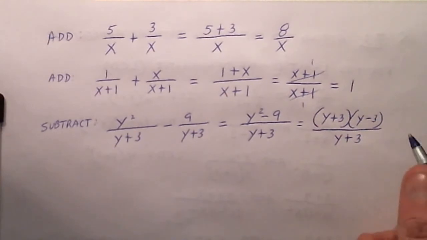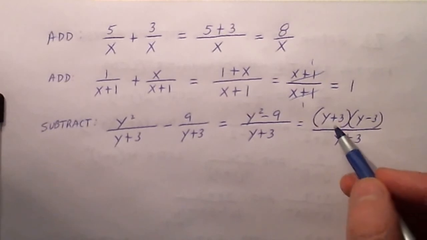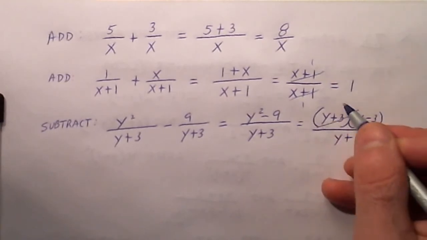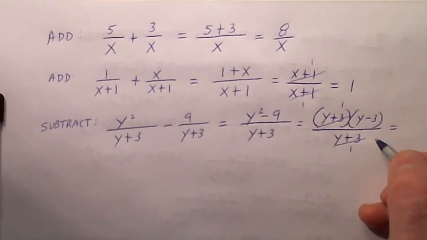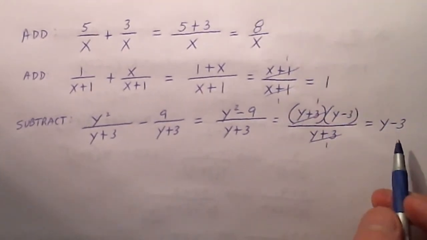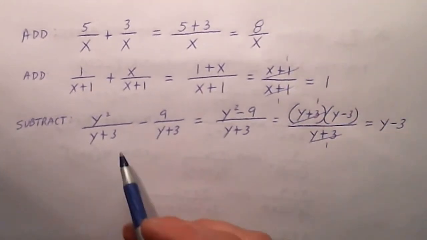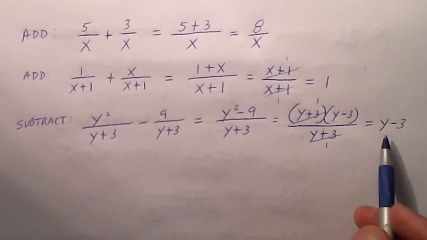Now to wrap this problem up, we need to realize that the y plus 3's can reduce out. So we reduce or cancel out these binomial factors between the top and bottom. Our final answer is going to be y minus 3 over 1, or we would just say y minus 3. And there you go. So y minus 3 would be the difference between these two rational expressions. And so we are done.